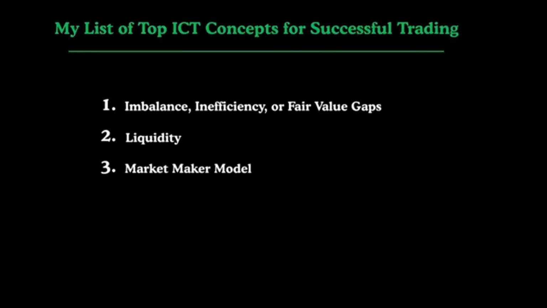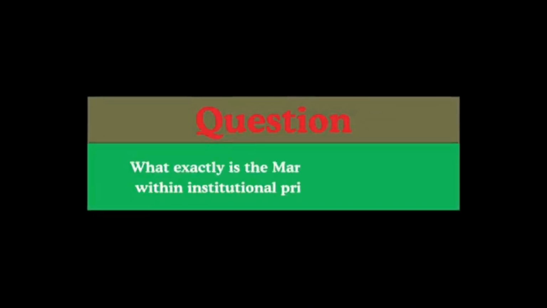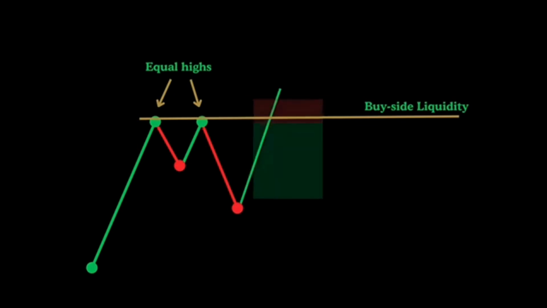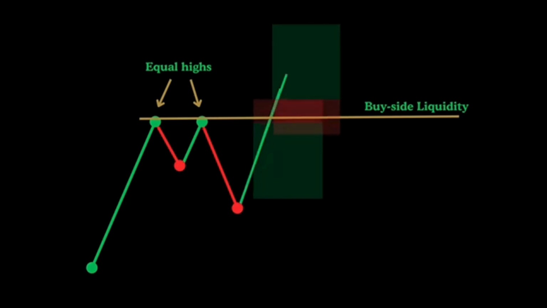The third concept is the market maker model. What exactly is the market maker model within institutional price movements? There are two main types of liquidity in the market: buy side and sell side. Buy side liquidity exists above a high or a cluster of highs. As price nears this level, bearish traders often enter short positions or safeguard existing ones, while breakout traders may go long if price breaches this zone.